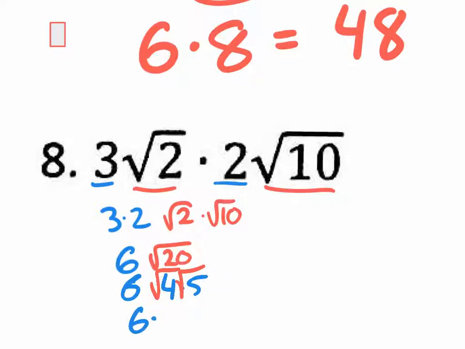6 times, now the square root of 4, that is 2. And the square root of 5 is going to stay the square root of 5. So what's our final answer, number 8? 12 square root of 5.